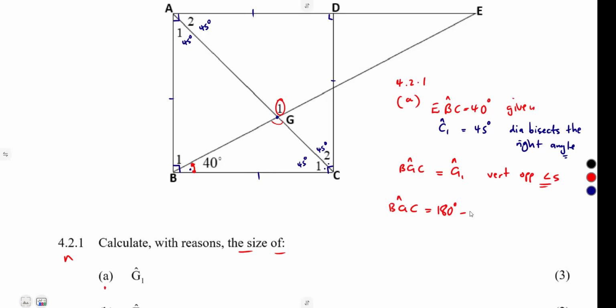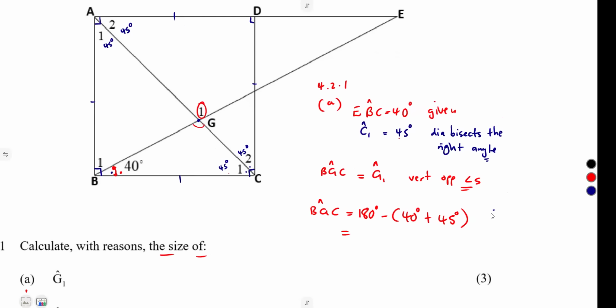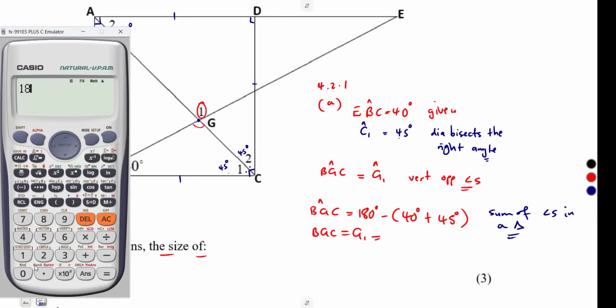From 180 degrees, we subtract the 40 degrees, which is the angle EBC. We subtract that, and the 45 degrees, which is our angle C1. So we subtract these two from 180 degrees because we know that that's from what? Sum of angles in a triangle, they add up to 180 degrees. So that was going to give us BGC, which is equal to angle G1. Remember BGC and G1 vertically opposite angles.